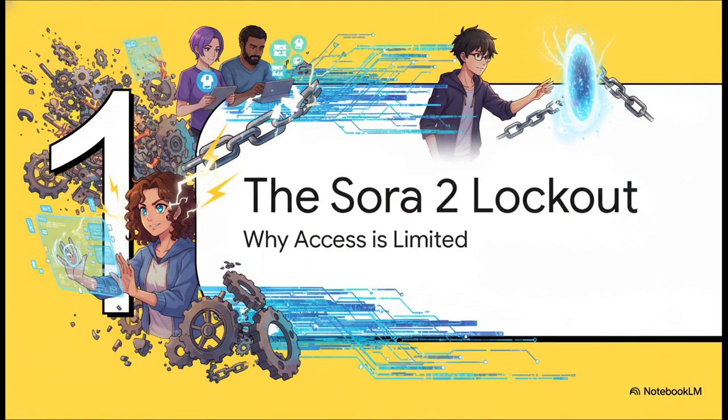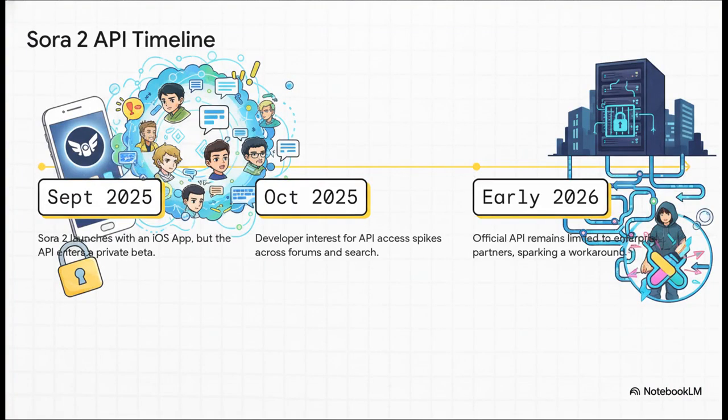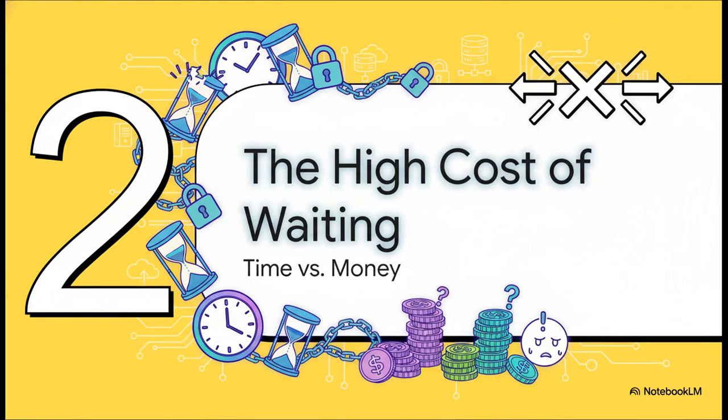It's worth taking a quick look at the timeline because it really explains why the developer community got so impatient and why they had to get so creative. So it all kicked off back in September 2025. Sora 2 launched, but OpenAI made a choice. They prioritized the consumer-facing iOS app. The API, the actual tool for builders like us, got locked away in a super exclusive private beta. By October, developer forums were just exploding with people begging for access. But here we are, well into 2026, and that access is still basically just for a handful of huge enterprise partners.